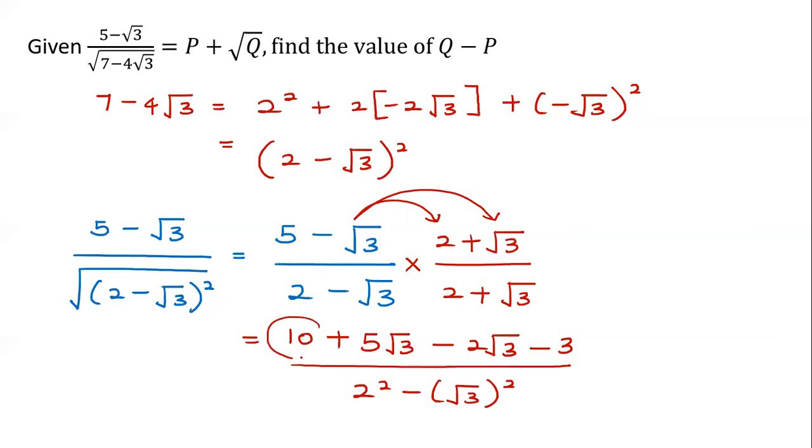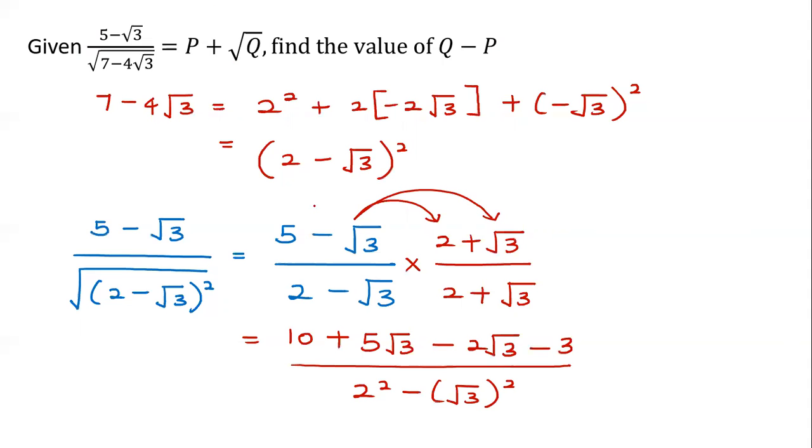Okay, this one is 10 minus 3 going to be 7. Okay, 7. And these two can be subtracted because they're having the same square root of 3. So it's 5 minus 2 is going to be 3. Right, 3. It's a positive 3.